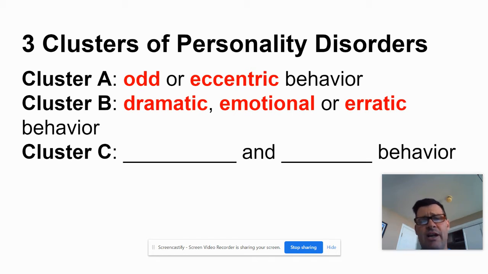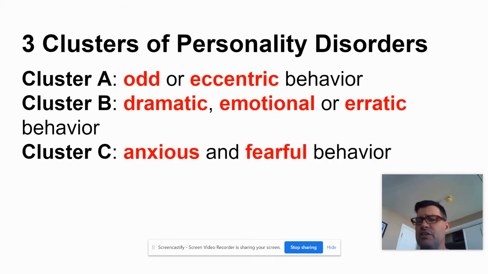And then cluster C personality disorder is anxious and fear. Fear drives this cluster. So we have really weird, outside the normal behavior in cluster A. In B, we get the dramatic, emotional, very conflict-creating behavior. And then in cluster C, fear is the driving force behind that. You're going to have to know those and sort those. So make sure you take a good look at them, cover them up, and tell yourself what each means.